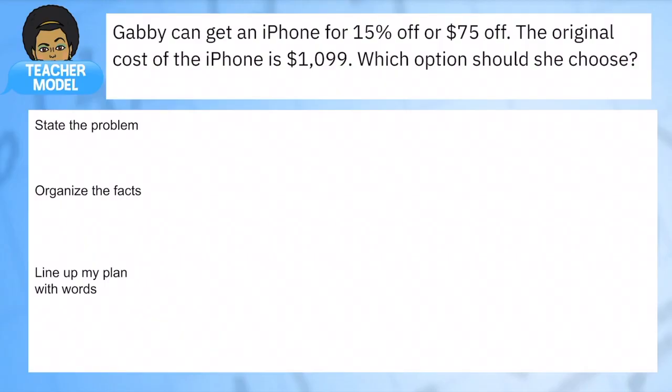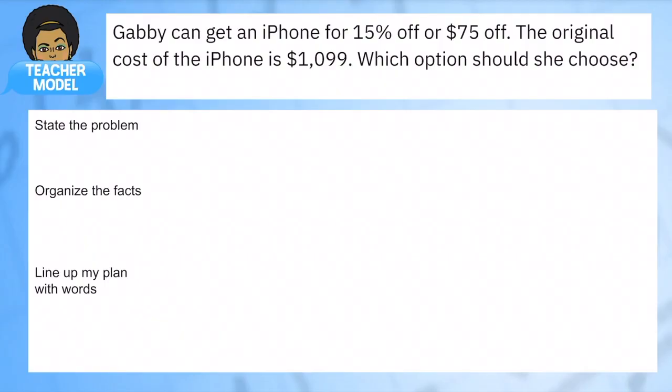Gabby can get an iPhone for 15% off or $75 off. And some kids are going, well, 75 is bigger than 15. But remember, we're talking dollars and percents, two totally different things. The original cost of the iPhone is $1,099. And yeah, I know they're more than that, but this is just a math problem. Which option should she choose? Should Gabby take the 15% off or the $75 off?